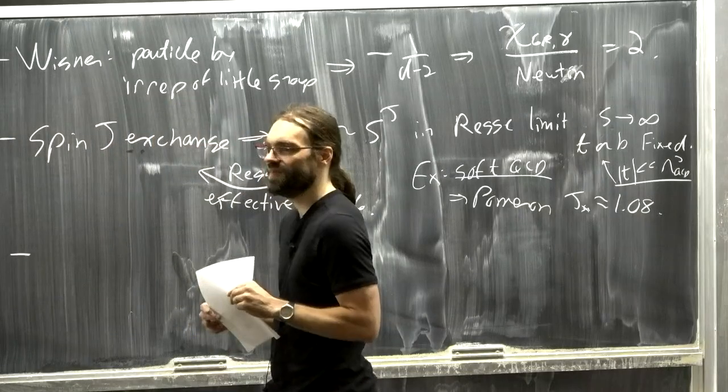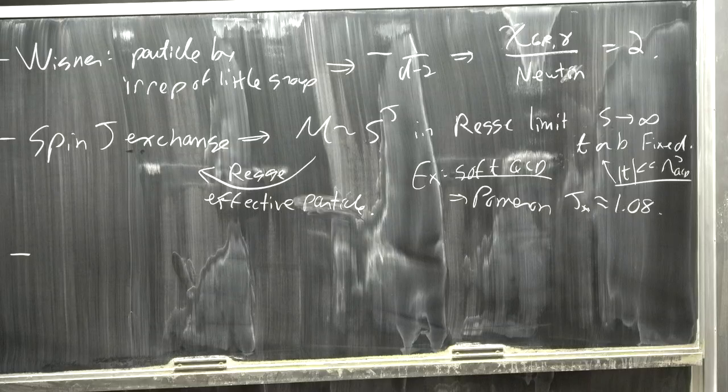Yeah? I'm having trouble seeing why, for the graviton, it goes like s squared. This Regge limit. Yes. Could you repeat the question? The question is, why does it go like s squared in gravity?